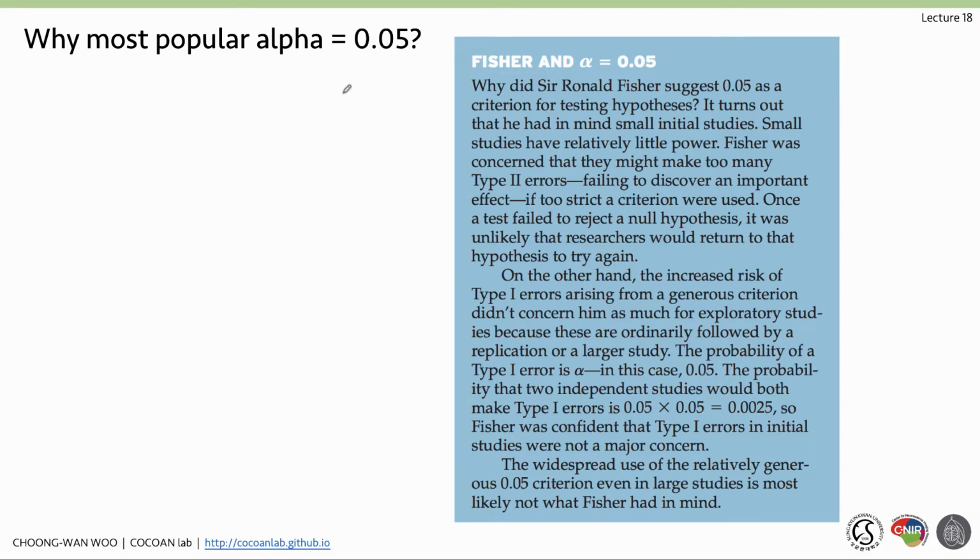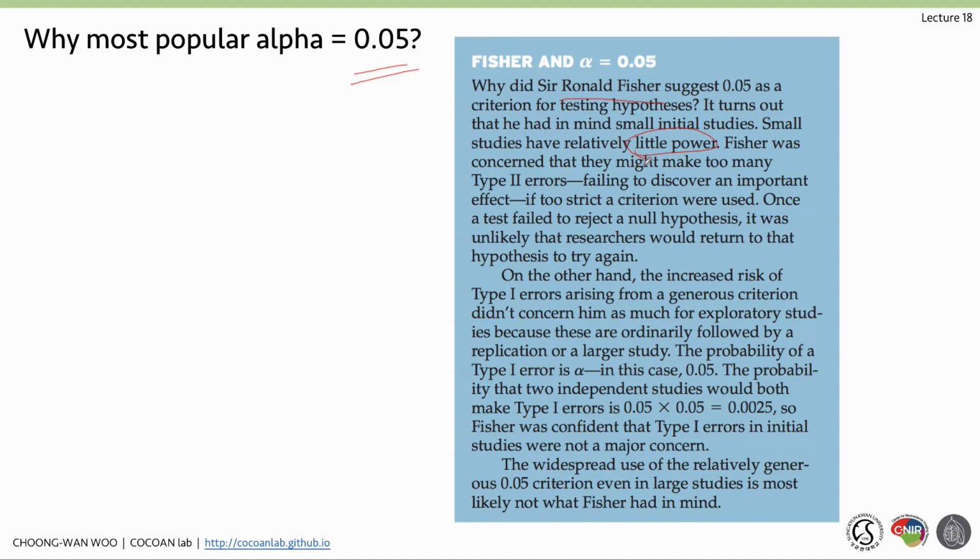But why is the most popular alpha 0.05? It's actually from history. Sir Ronald Fisher, one of the most famous modern statisticians, suggested 0.05 as a criterion for testing hypotheses, and he had in mind small initial studies. Small studies have relatively little power. I will show you why. And Fisher was concerned that they might make too many type 2 errors with low-powered studies.